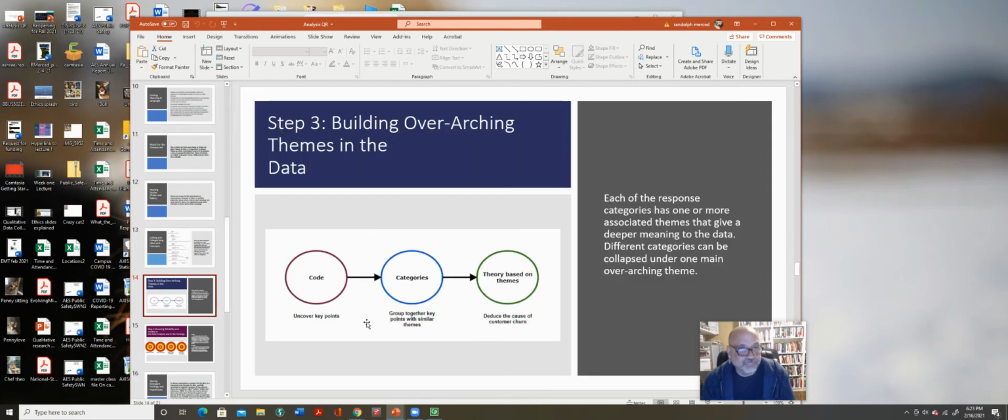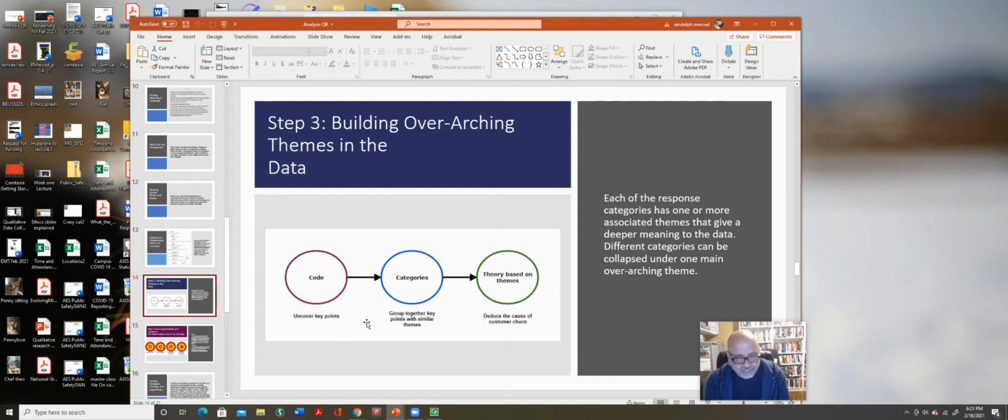So anyway, step three: build the overarching themes to your data. Again, each of the response categories has some themes associated with it to give deeper meaning. And what I want you to see here is this simple image, which is really just what I need you to put in your brain when you're doing your research.